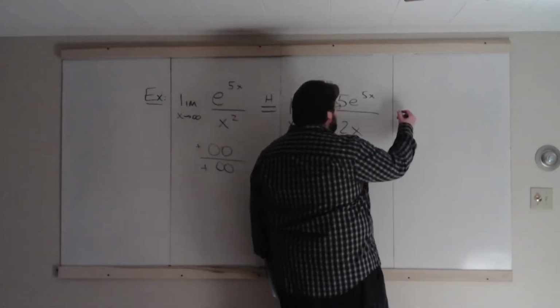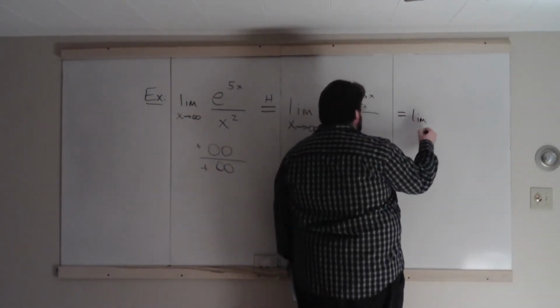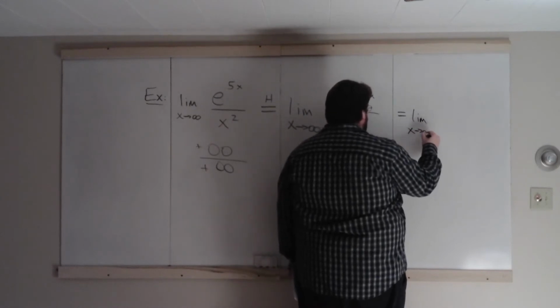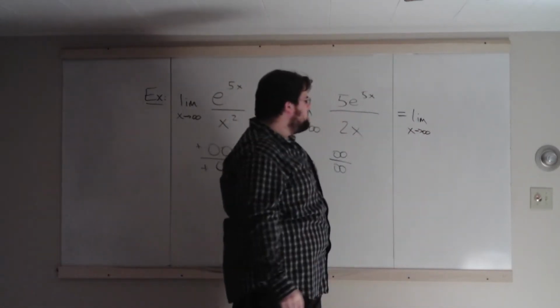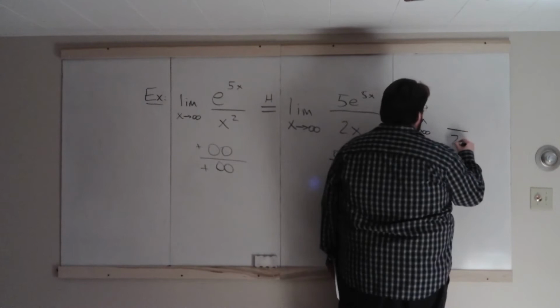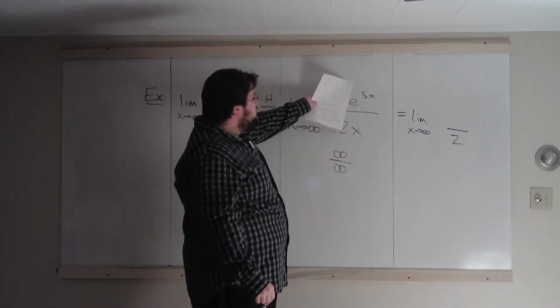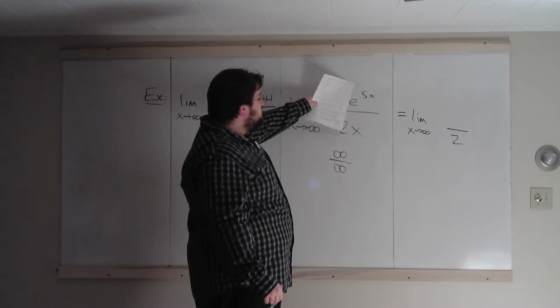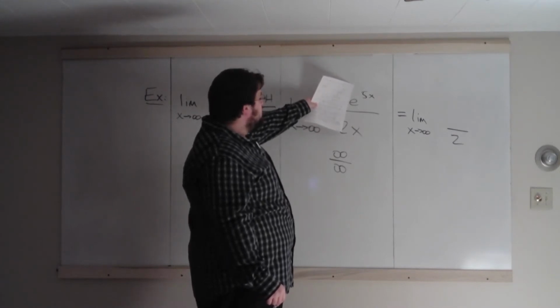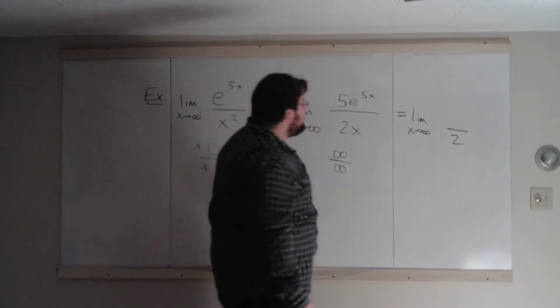When we have an infinity over infinity, we can apply L'Hopital's rule. The derivative on the bottom is just 2. What's the derivative on top? Well, the derivative of e to the 5x is 5e to the 5x, using the chain rule. So we have 5 times 5e to the 5x.